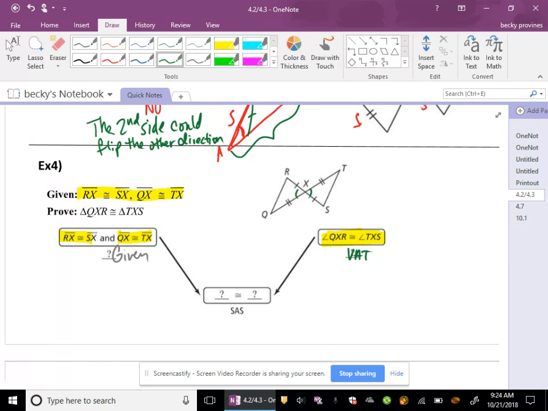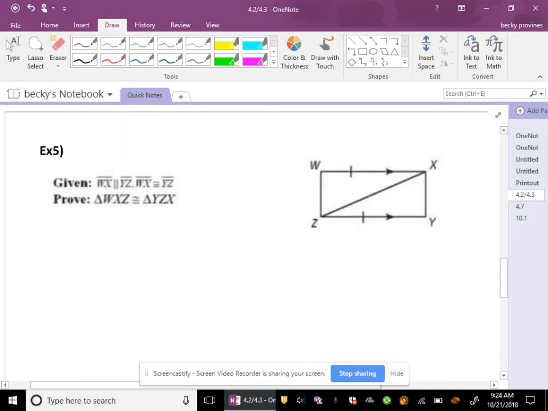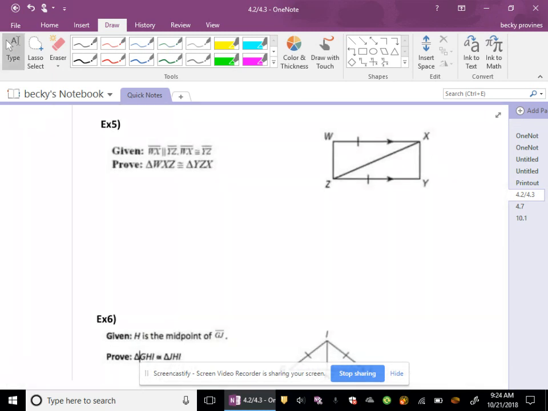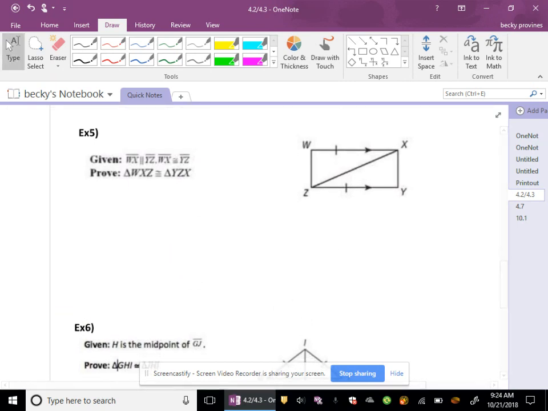So now you can just write your congruency statement. So the first triangle could be in any order. And so I'm just going to say RXQ. But now it has to go in corresponding order. So what corresponds with R? Is it T or S? Hopefully you're saying S. X corresponds with X and Q with T.